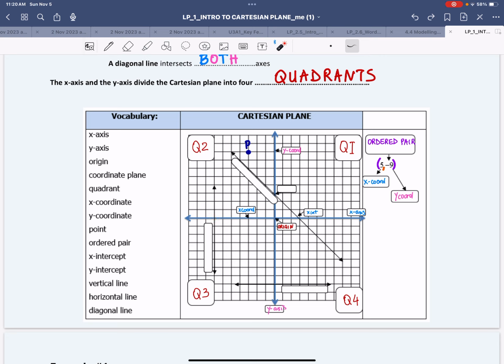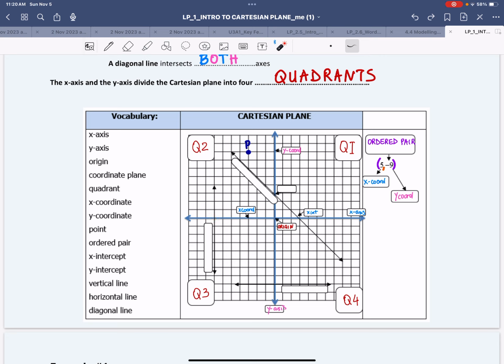Now, we're going to take a look at how to plot points on the Cartesian plane. Example 1. We are given the coordinates of the points A, B, C, D, E, F, G, H, and J. In order to plot the coordinates, we are going to first identify the x and the y.